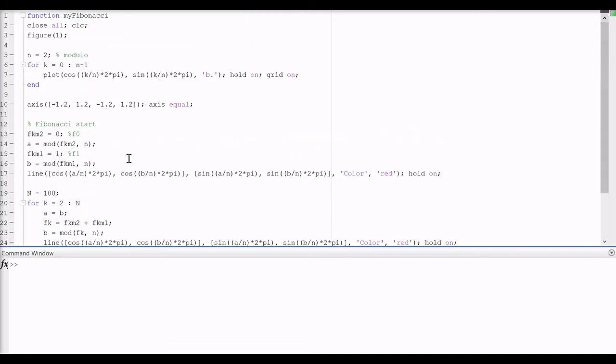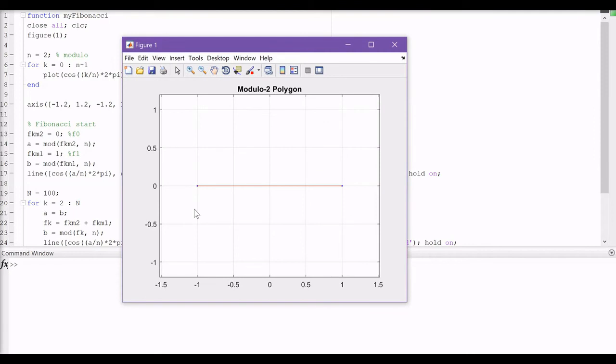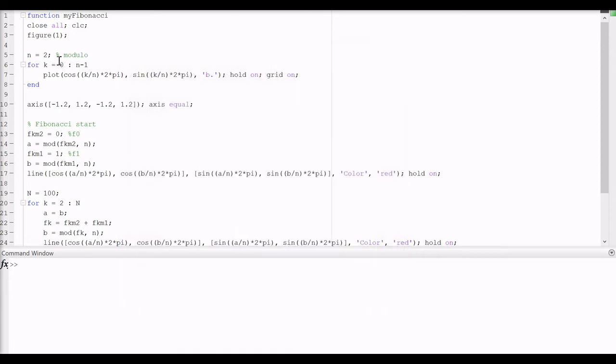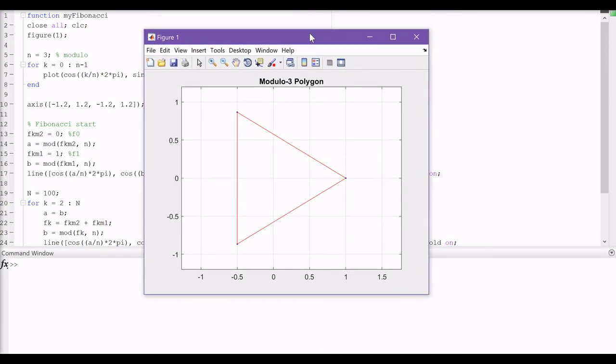So I'm going to start by looking at just a couple of the modulos to make sure this works. If we run this for modulo 2, we of course get the modulo polygon that should be a line. So this will be the modulo 2 polygon, and since all vertices are connected, this is 1-plus complete. If we increase this number up to, say, 3 and run this, we then have the modulo 3 polygon, and since all the vertices in this graph are connected, this is at least 1-plus way complete.